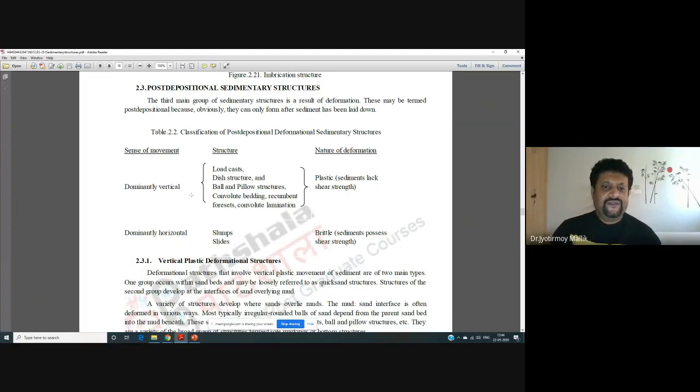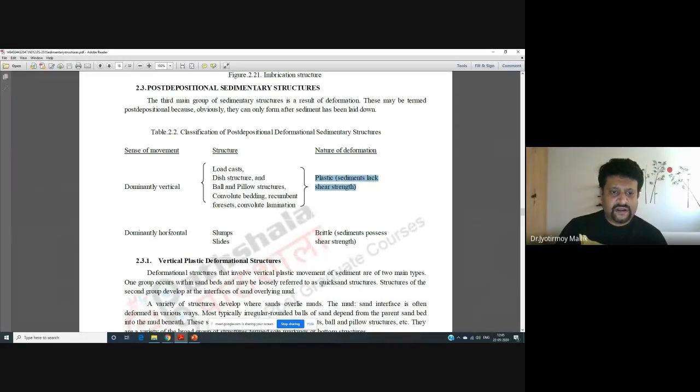So what are the different types of soft sediment deformation structures we observe? We see load cast, disc structure, ball and pillow structure, convolute lamination. This is very important. Convolute lamination, recumbent foreset, convolute bedding. And the nature of deformation is generally plastic. The sediments actually lack their shear strength. Okay?